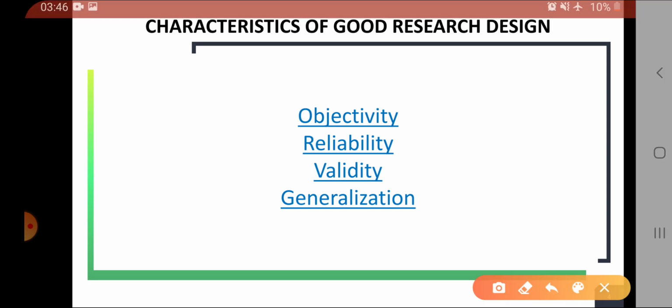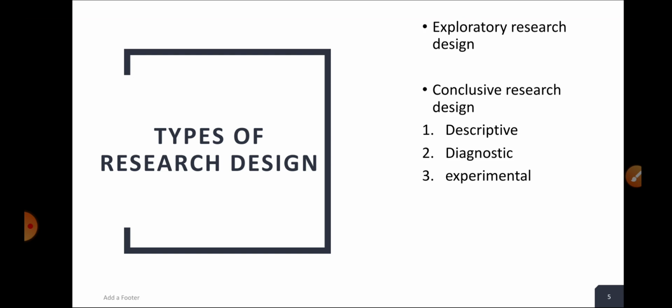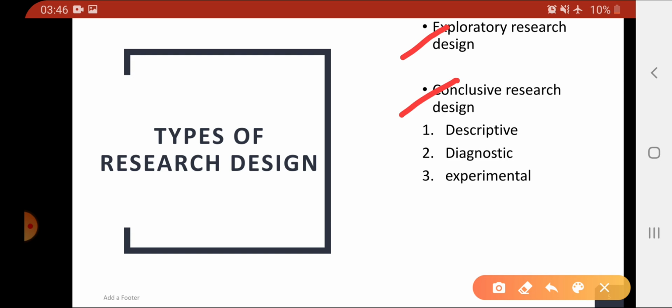Talking about the characteristics of a research design: objectivity, the research design should be objective in nature, it should be reliable enough, it should have validity, it should have generalization. That means it should have the ability to take out something specific and general, which makes sense to the universe. Next is types of research design. We have two types, that is exploratory research design and conclusive research design. In conclusive, we have three: descriptive, diagnostic, and experimental research design.